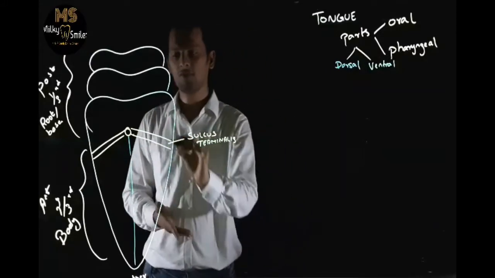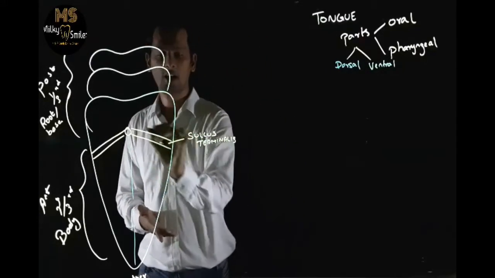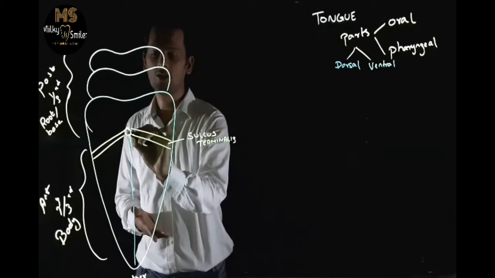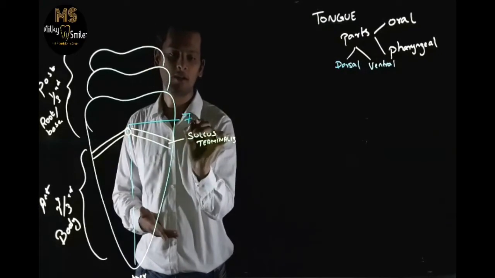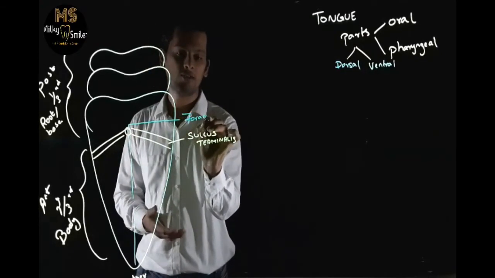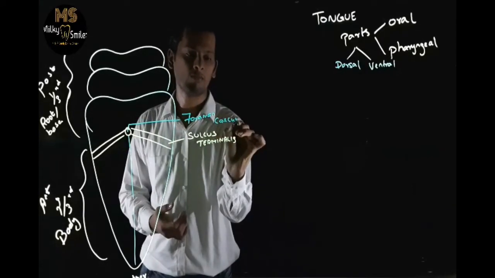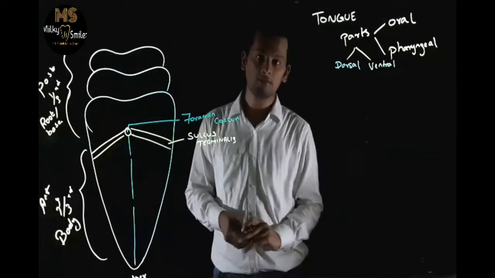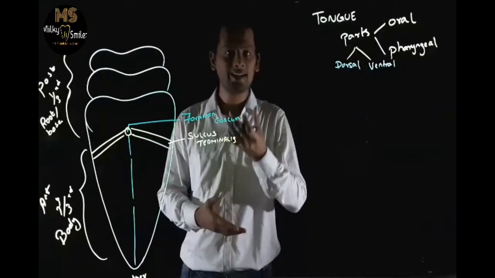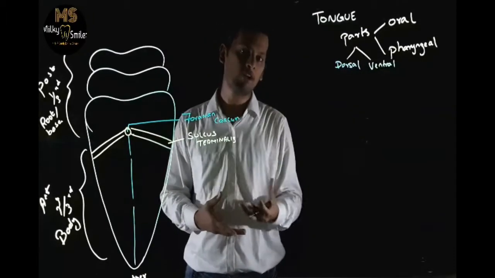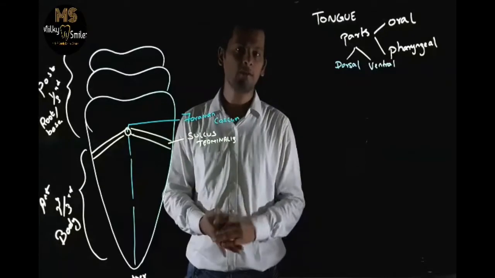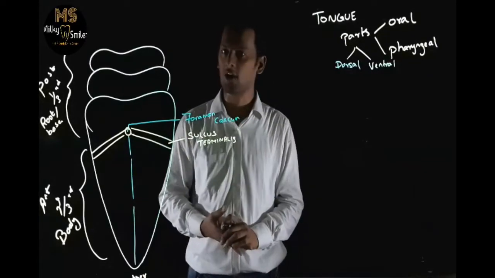And one more thing, where the median sulcus and your circumvallate papilla meet is a foramen called foramen cecum. This foramen cecum plays an important role in the descending of the thyroid diverticulum, which we will see in more detail in the development of thyroid gland.